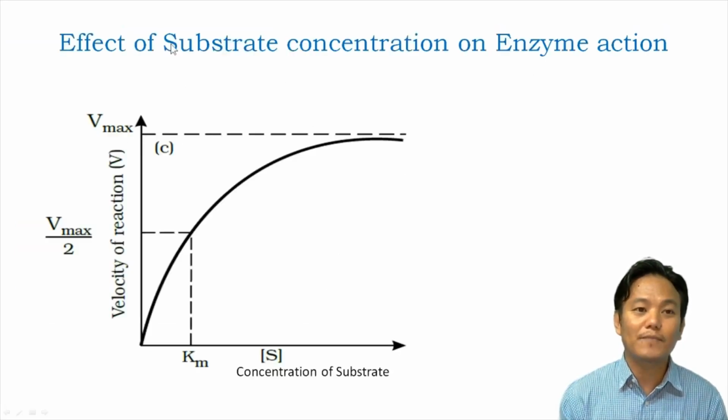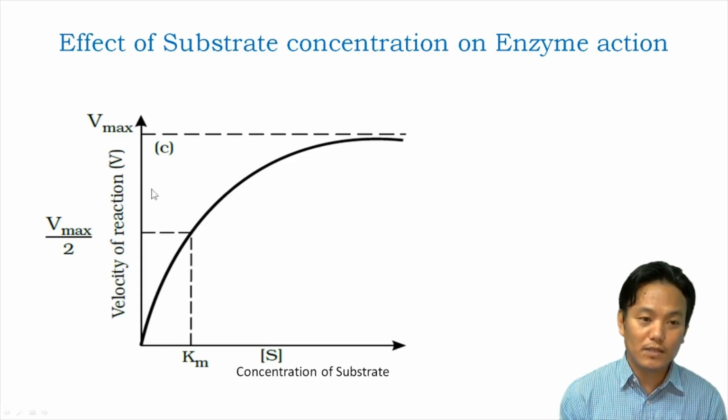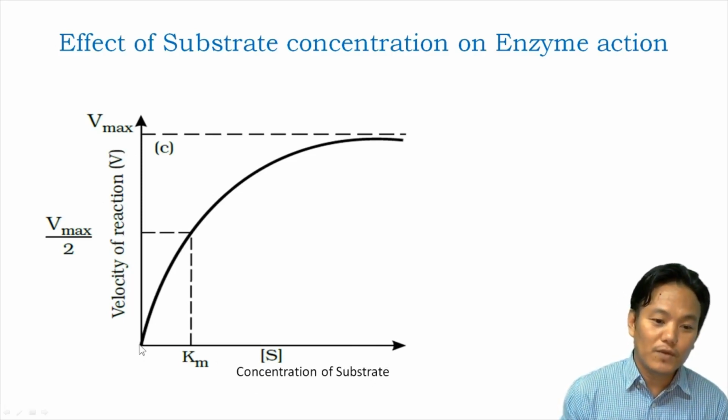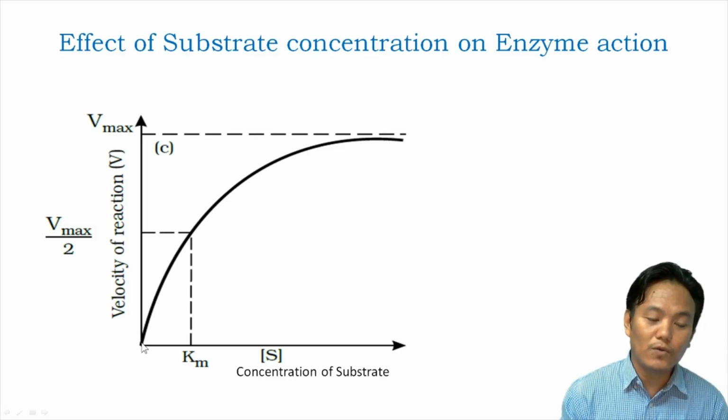The next is the effect of substrate concentration on enzyme action. The graph here shows the concentration of substrate on the x-axis and the velocity, or the rate of reaction, on the y-axis. When the substrate concentration is very low, the reaction speed is also very low.